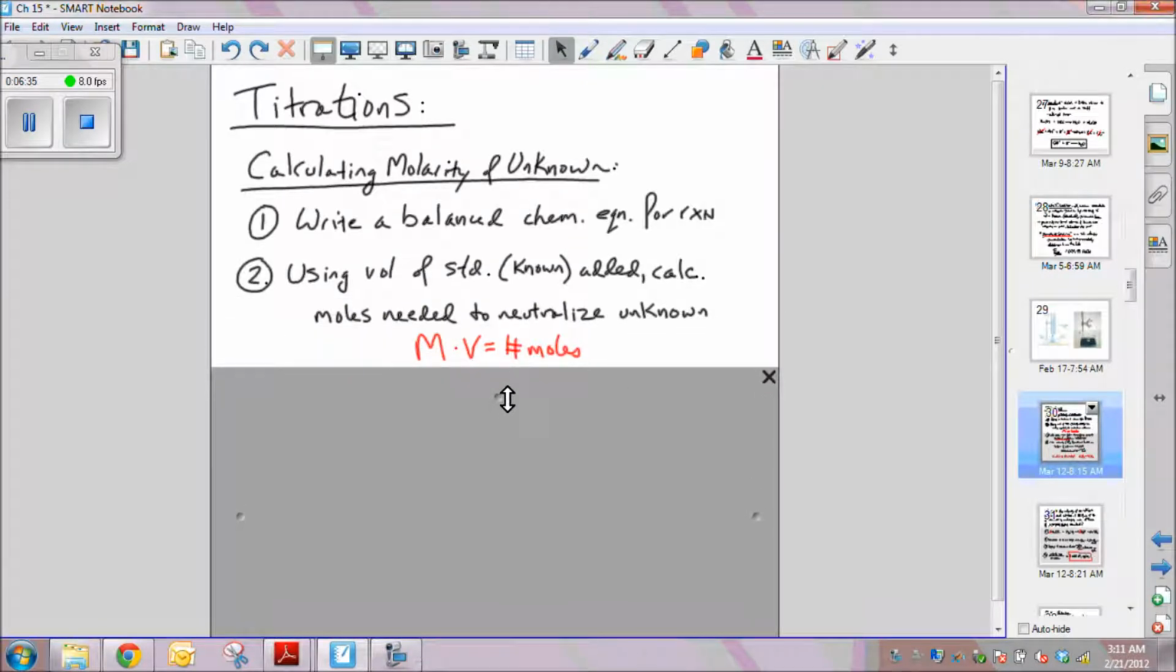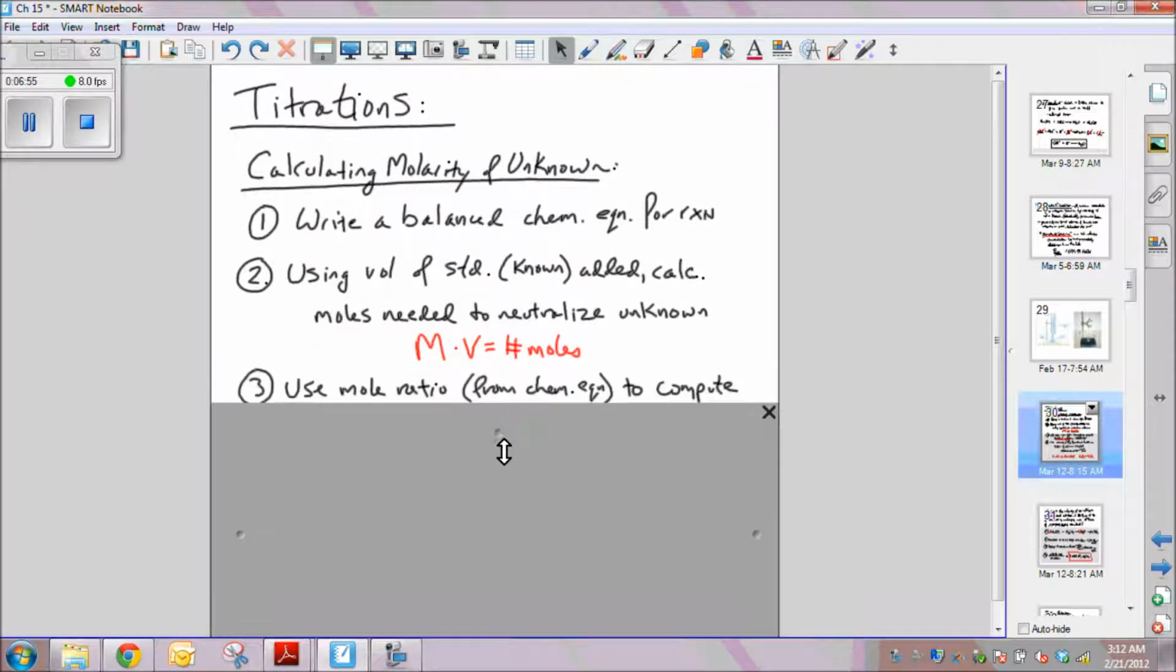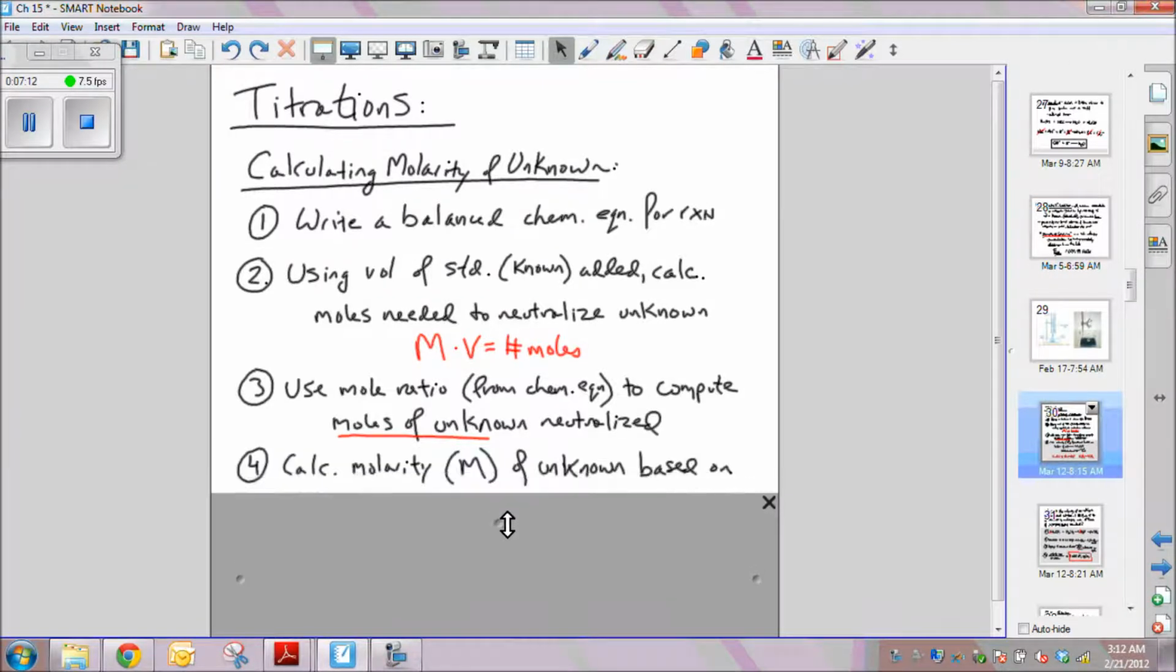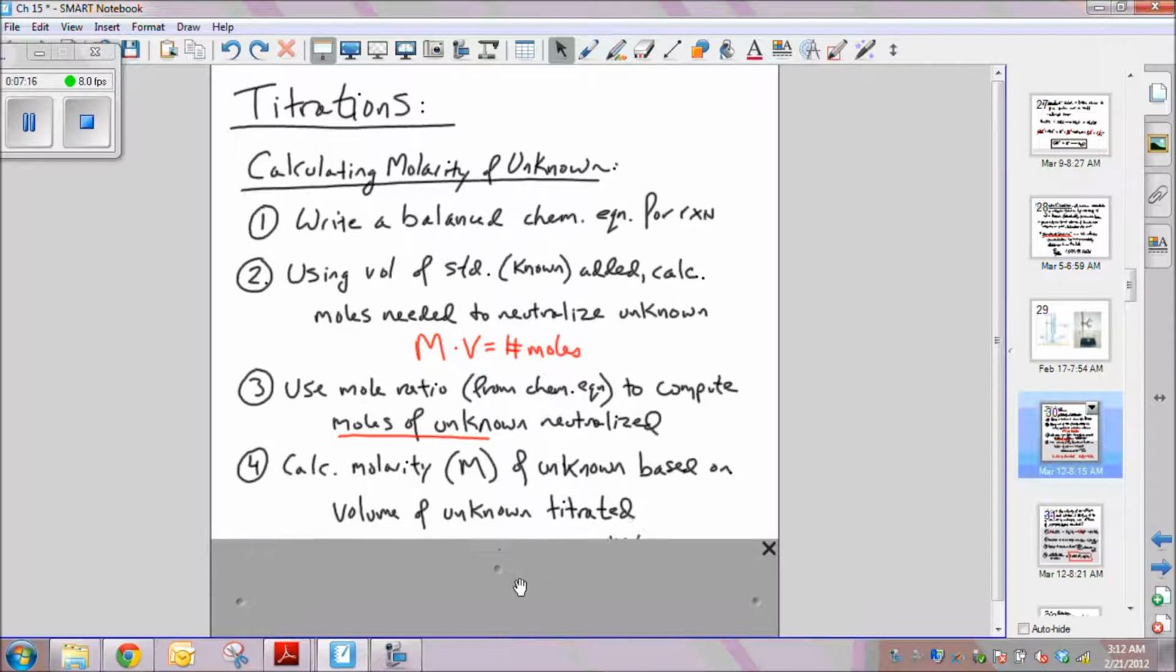Second, once you have completed the titration, you'll have the volume of the standard, or the known, which was added to the unknown. And if you know the volume and the molarity, you can do M times V equals number of moles. So you calculate the number of moles needed to neutralize the unknown, and then take a look back at the stoichiometric relationship from step one, the balanced chemical equation, and see if there is any stoichiometric conversion to do, any mole ratio conversion. And then you compute moles of the unknown that were neutralized, and then you calculate the molarity based on the two things that you know.